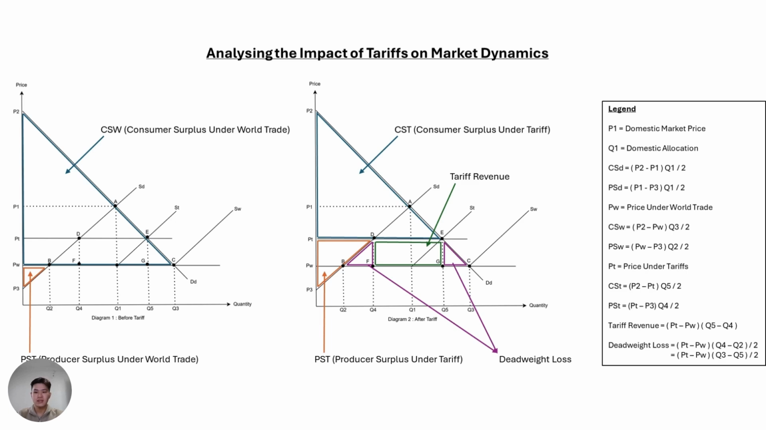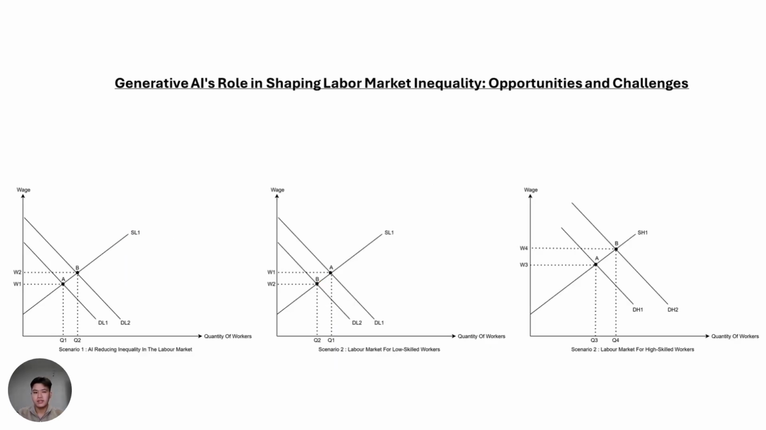These are the consumers who no longer buy the goods because of the price increase and the value of their consumption is gone forever. Domestic producers increase their output from Q2 to Q4 after the tariff, but this leads to inefficiency because producing domestically costs more than importing at the world price. The left purple triangle, area F, shows the extra cost of domestic production that exceeds the world price, meaning resources are wasted. In summary, the deadweight loss from a tariff comes from two sources: overproduction by domestic producers and underconsumption by consumers, unlike consumption tax, which reduces demand for all goods without necessarily affecting production decisions between domestic and imported goods. Moving on, let's take a look at generative AI's role in shaping labor market inequality.